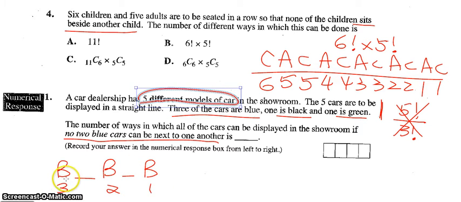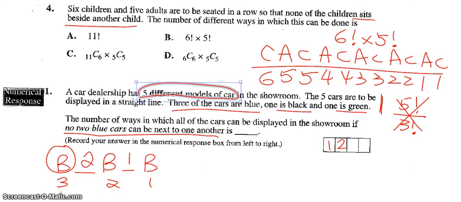If they're the same model, then it will be just one way. You have to put blue, blue, blue. There's only one way. But here, they're different models. So there are 3 blue cars to choose from here, 2 and 1. And then here you have 2 cars, 1 black or green, or here. So that's the answer. 3 times 2 times 2, the answer is 12. Okay. All right.